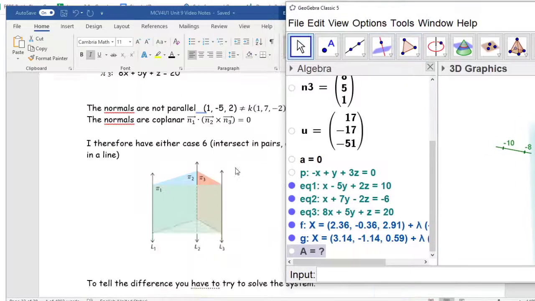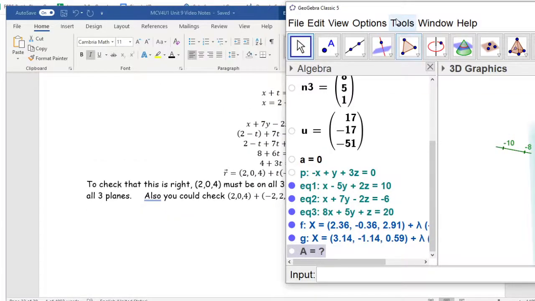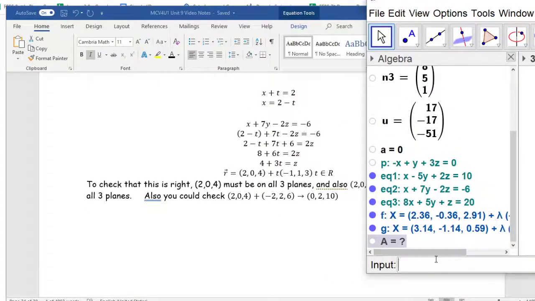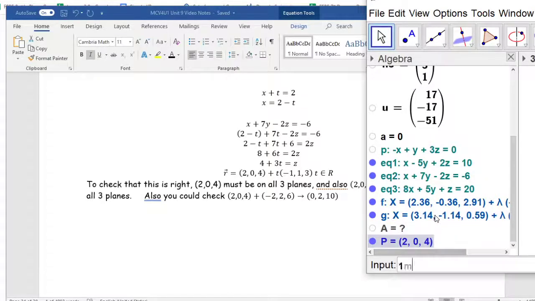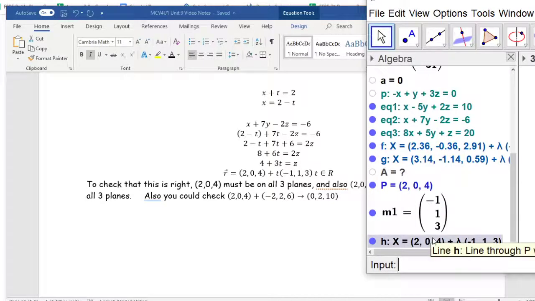So what we might want to do is type in our line. We're going to go P equals, the point we found was 2, 0, 4. And the direction vector we found, let's call it M1, is negative 1, 1, 3. So if I go line P M1, that's the line that we came up with.